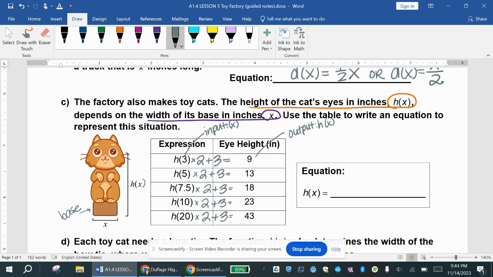So if I write the equation for the function h of x, the output came from doubling our input. So our input is the x, doubling our input is 2 times x, and then adding 3. And that's our equation. So no matter what x value you input, you multiply it by 2, add 3, and it'll give you your output.